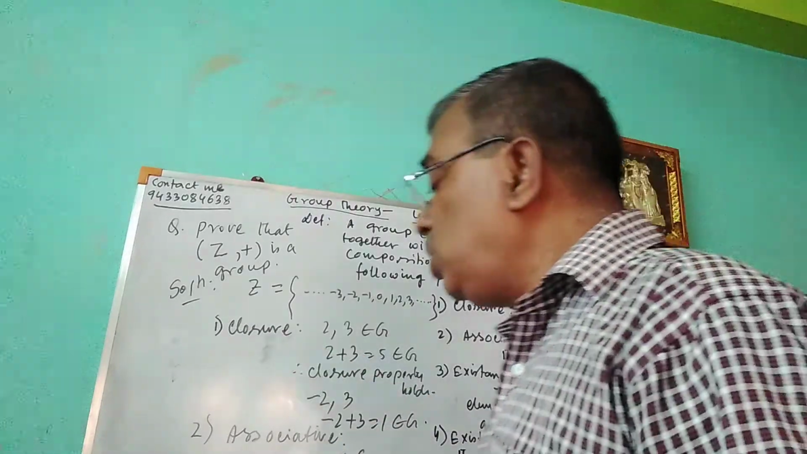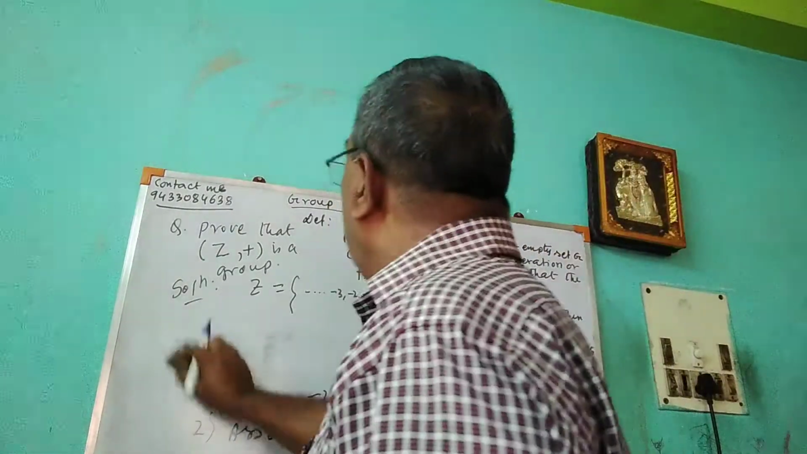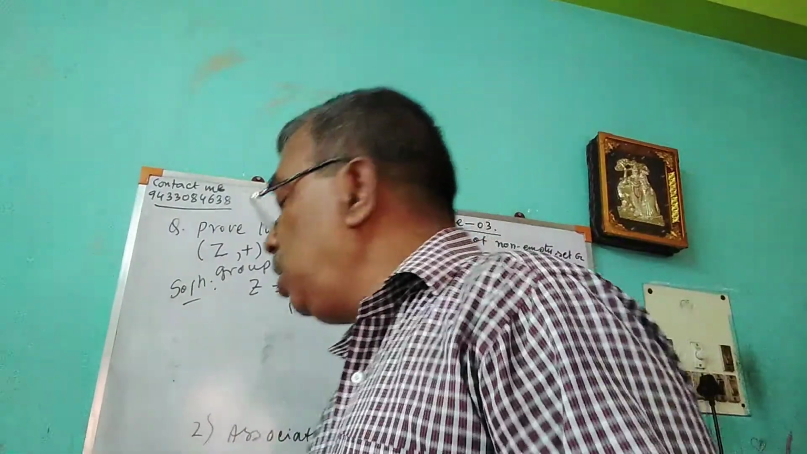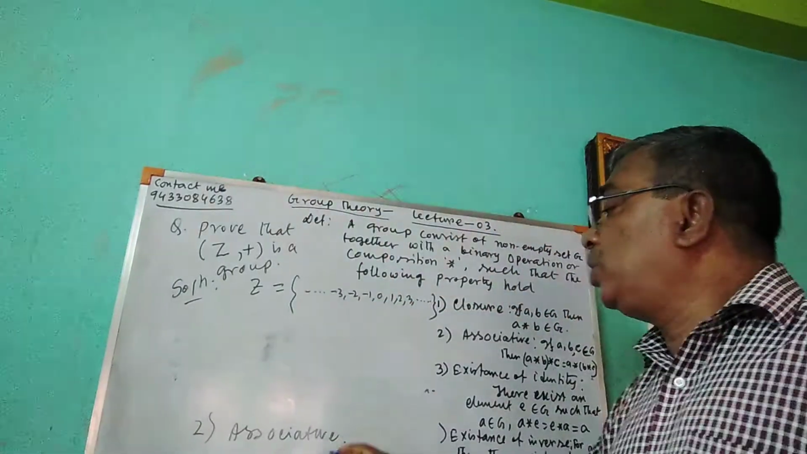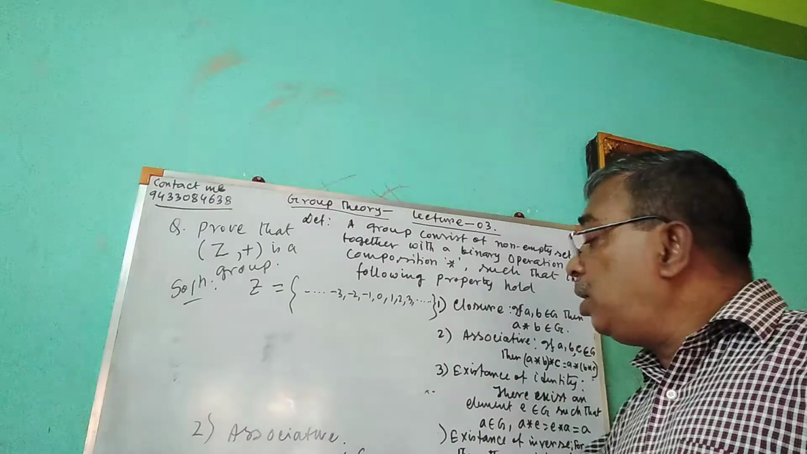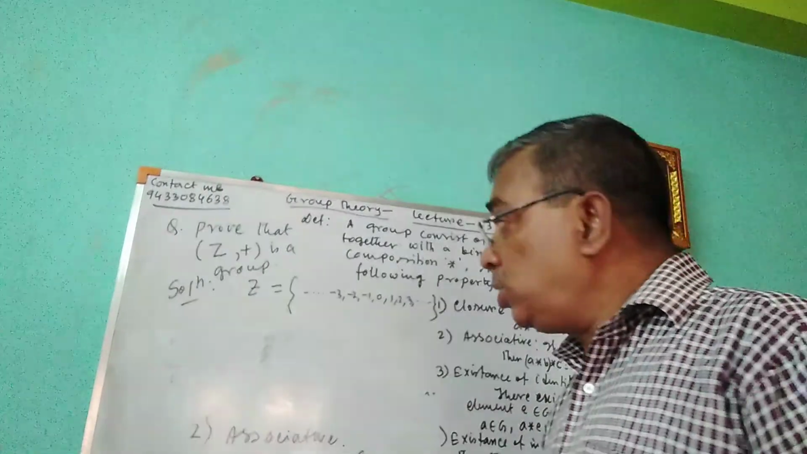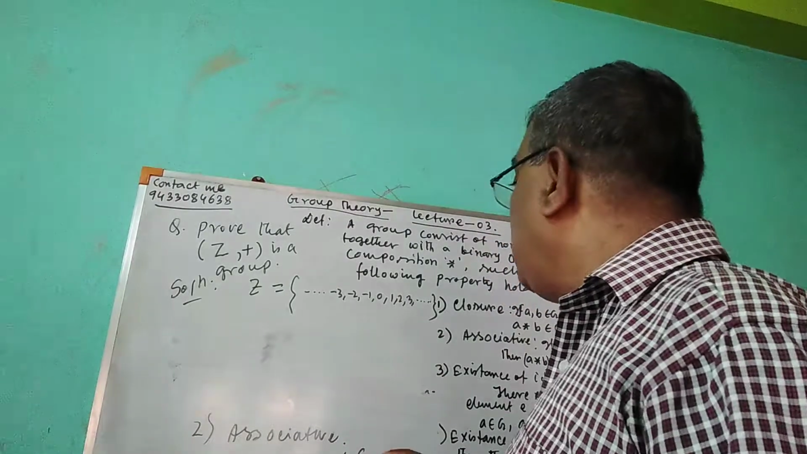Now I have to see the existence of identity. That is property number 3. Not only 1, 2, 3 for associative, you can take any three elements. I told you, any three elements, you have to check this way whether these two are equal, then we can say it is associative.